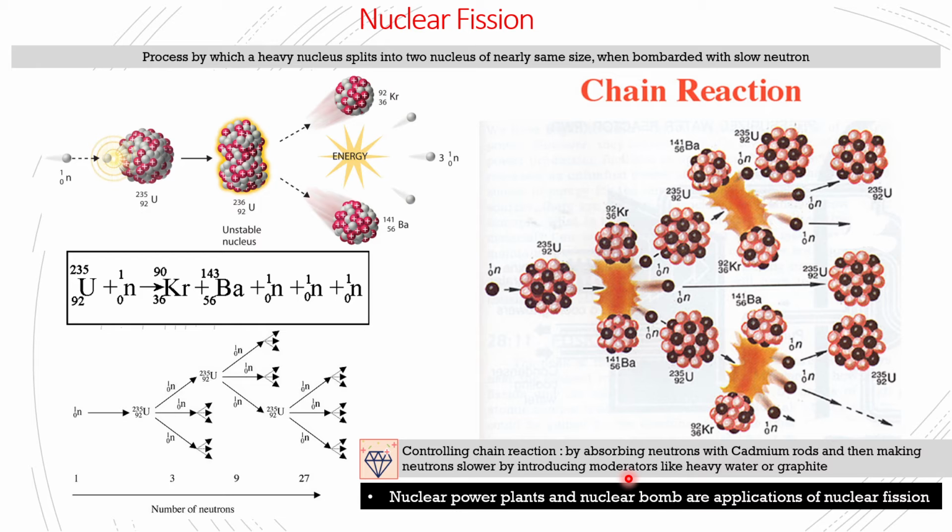What are the applications of the fission process that we have just understood? All the nuclear power plants which produce immense amounts of energy make use of nuclear fission to produce energy. One of the destructive uses, unfortunately, is nuclear bombs that have been created. They are also based on the nuclear fission process.